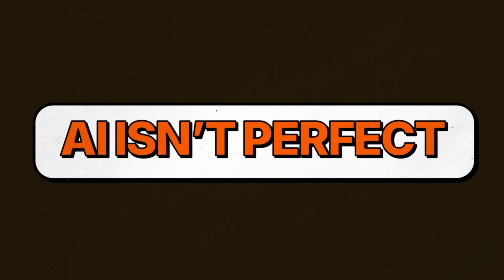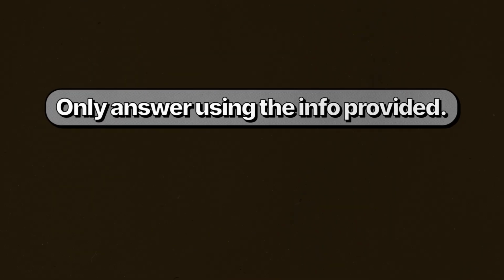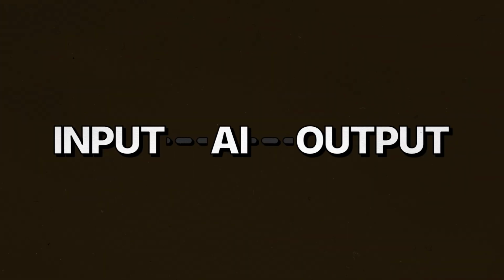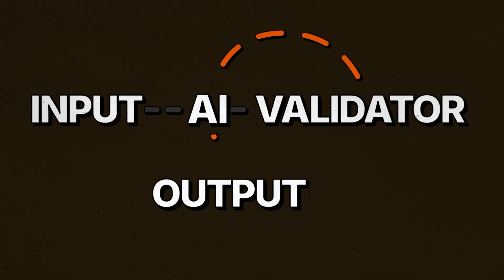And I have to note this, but AI isn't perfect. Sometimes it lies, sometimes it's biased, and you can't fully eliminate it, but you can reduce the risk. You can add guardrails to your prompts like only answer using the info provided, or if you're unsure, respond with 0, and then just stop that from occurring or reprompt the model. But you can also set up custom prompt validators. This uses another AI model to evaluate the output of the first one.